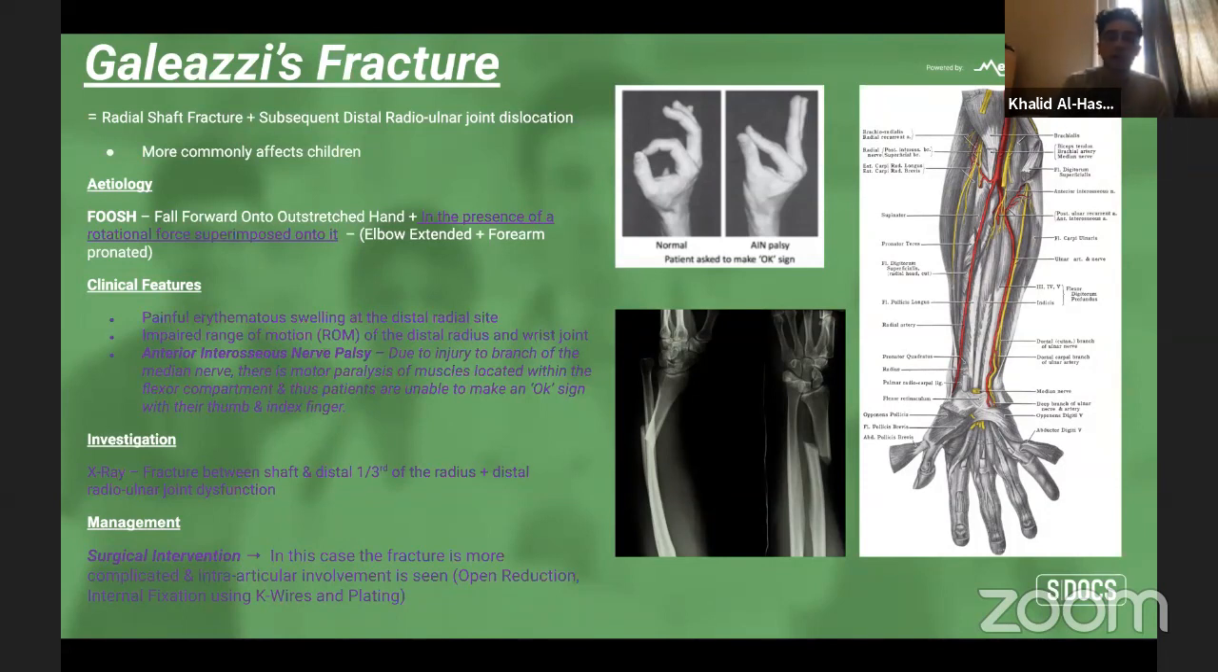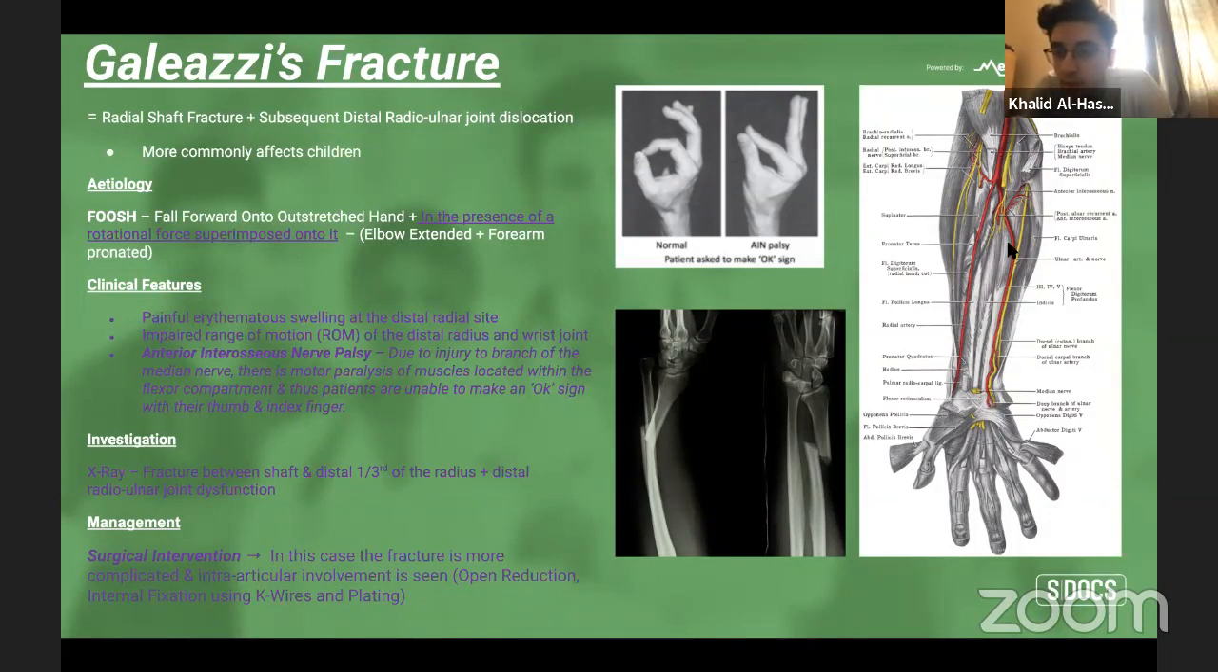The investigation would be an X-ray again, and it would show, as mentioned, a distal radial shaft fracture with radio-ulnar joint dislocation or disruption. For management, since there is not much place for conservative management, surgeons would have to opt for surgical intervention because it is complicated and there is also intra-articular involvement seen. Therefore, we would tend to opt for an ORIF approach, known as open reduction internal fixation, using K-wires and plating.